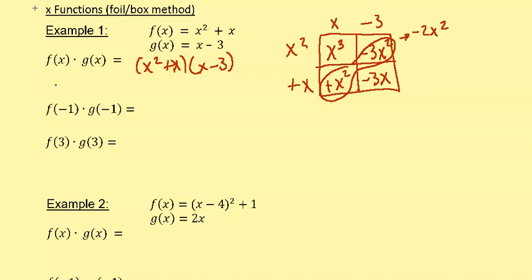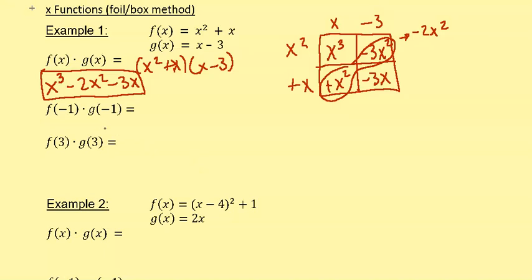So our simplified expression here is x cubed minus 2x squared minus 3x. And this would be our function. f of x times g of x equals x cubed minus 2x squared minus 3x.